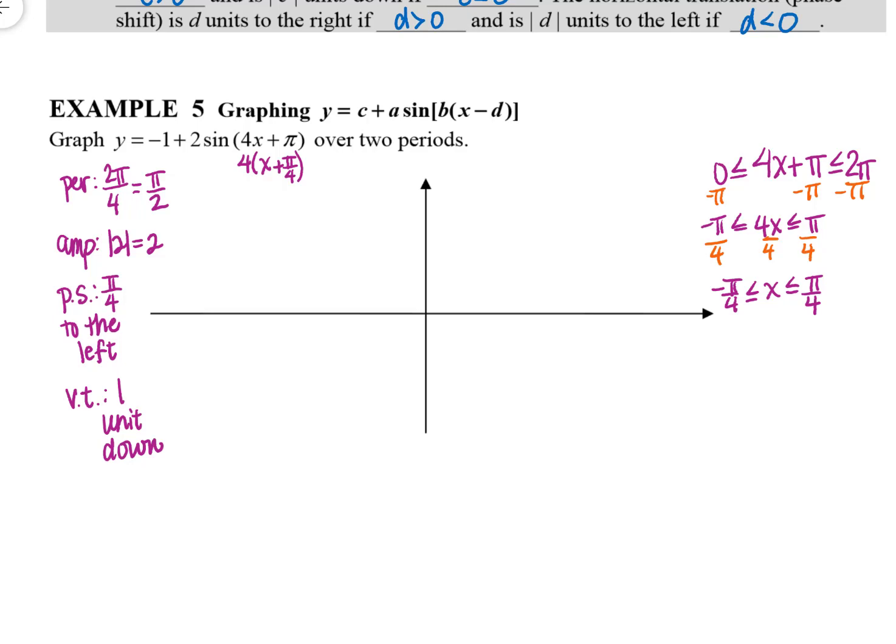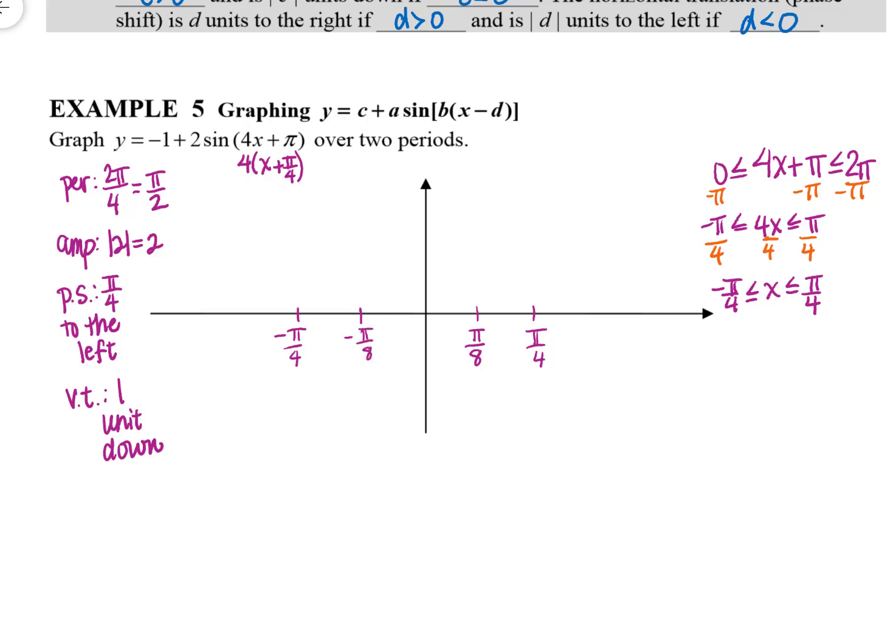We can plot the first key point and the last key point. First one is negative pi over 4. The last one is pi over 4. Halfway between that is 0. And then halfway between 0 and pi over 4 is half of pi over 4, which is pi over 8. And then negative pi over 8 for the second key point.